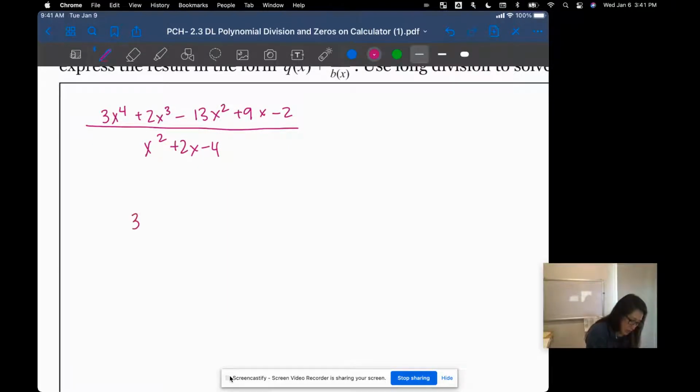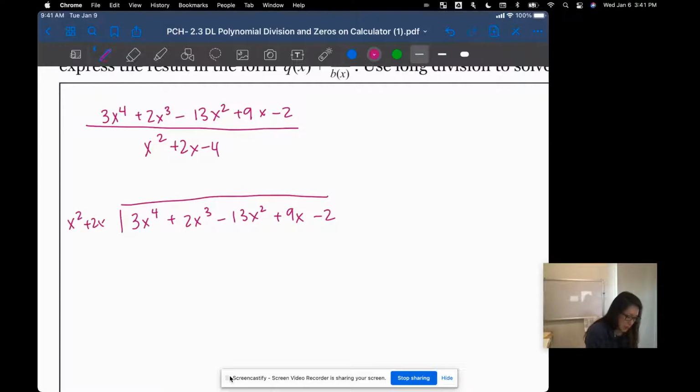I have 3x to the fourth plus 2x cubed minus 13x squared plus 9x minus 2, and I want to divide it by x squared plus 2x minus 4. Okay, so I'm going to take x squared, see how many times that goes into 3x to the fourth, and that would be 3x squared. So 3x squared times x squared is 3x to the fourth. Then 3x squared times 2x is 6x to the third. 3x squared times negative 4 is negative 12x squared.